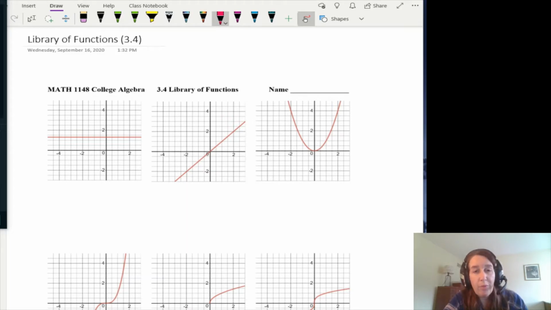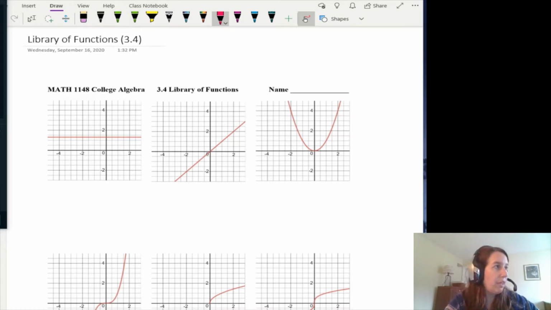This paper, 3.4, is given in Blackboard under the video link. So you can print out this sheet if you have a printer. Otherwise, you can write this all on your own piece of paper. That would be fine too. But it'd probably be a little easier if you can print out the paper.